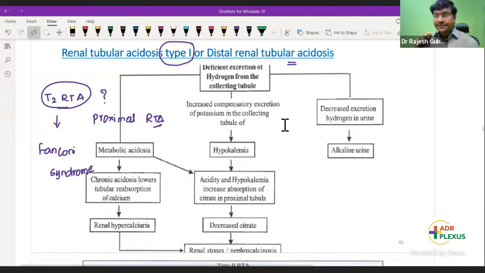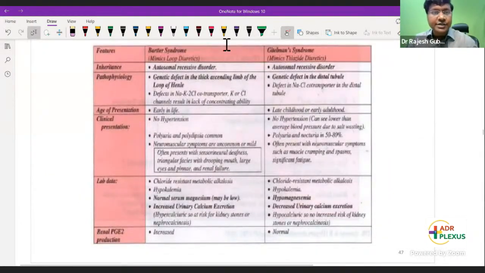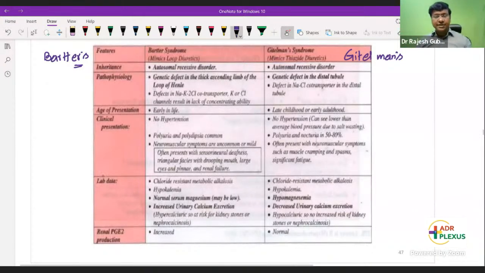Now, there are certain congenital disorders which will cause the hypokalemia, right? And what are those disorders? The two important disorders. One is your Bartter's, right? And the other one is your Gitelman's. So in both Bartter syndrome and Gitelman syndrome, you have this hypokalemia. So how will you differentiate Bartter's from Gitelman's?